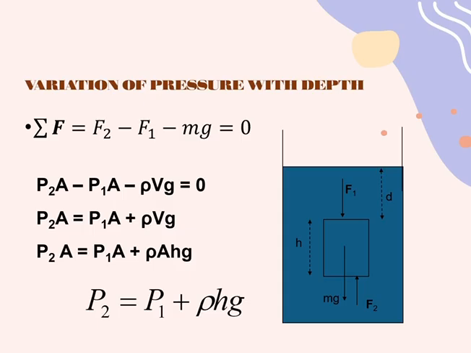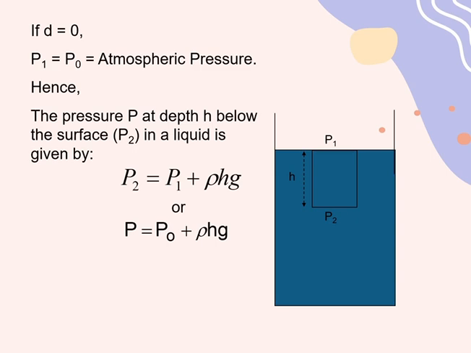Then from F equal to F2 minus F1 minus mg equal to 0, from this equation we can derive the following to get the final equation, which is P2 equal to P1 plus rho hg. If in the case of d equal to 0, which means depth is 0 or there is no distance below the surface of the fluid like in the figure below, we can conclude it as P1 equal to P0, equal to atmospheric pressure.